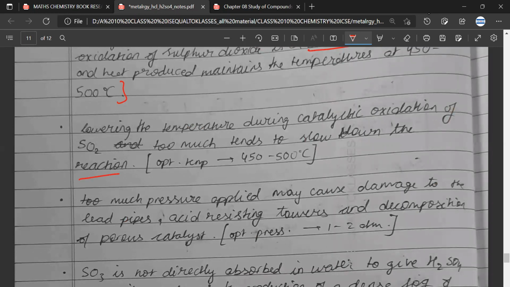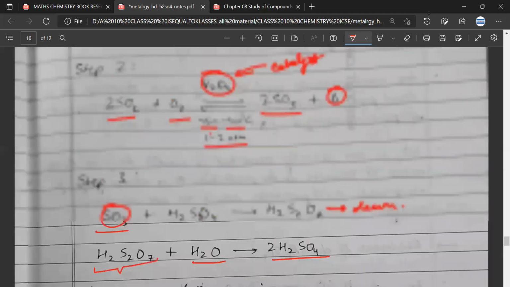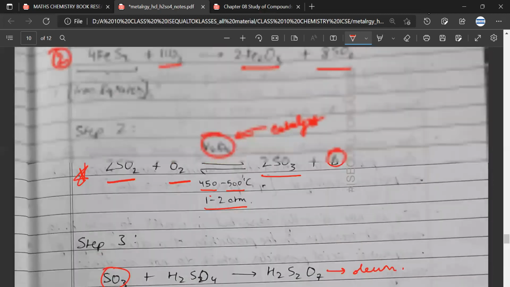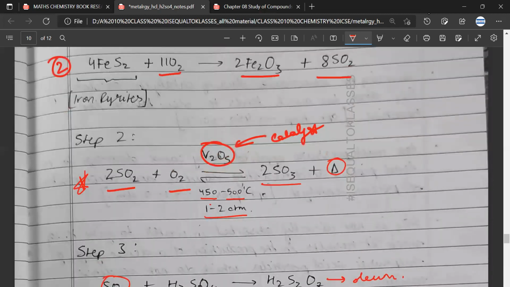Too much pressure applied may cause damage to the lead pipes, acid resisting tars, and decomposition of the porous catalyst. Therefore, the optimum pressure is 1 to 2 atmosphere, and the optimum temperature is 450 to 500 degrees Celsius. These are conditions that you have to remember, because in the exam, if you have to write the catalytic oxidation of sulfur dioxide, you have to write the information such as V2O5, 450 to 500 degrees Celsius and 1 to 2 atmosphere.